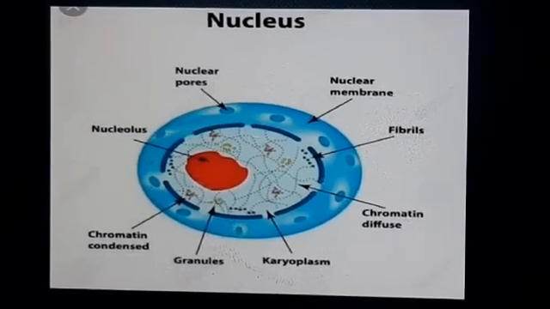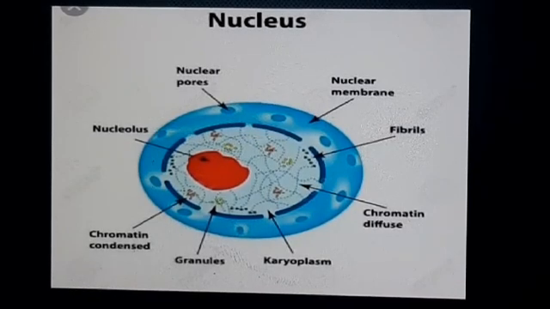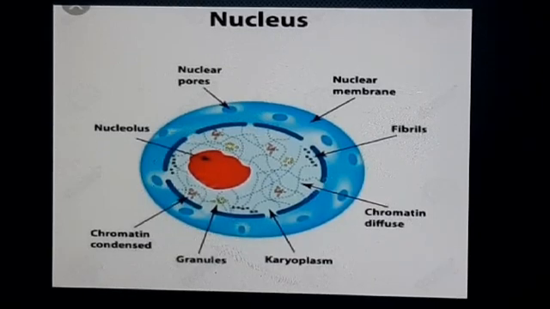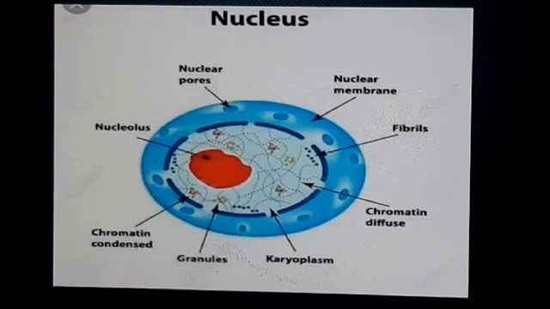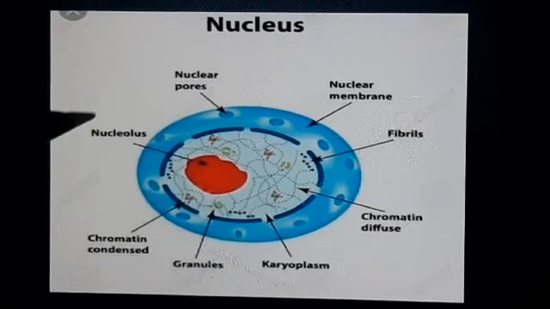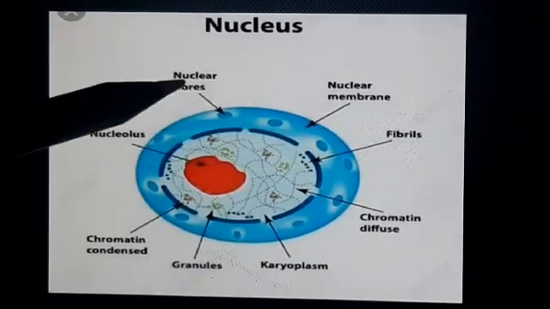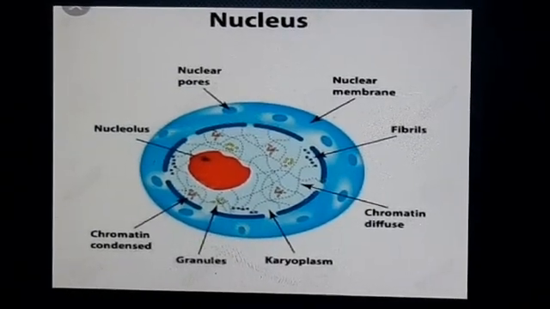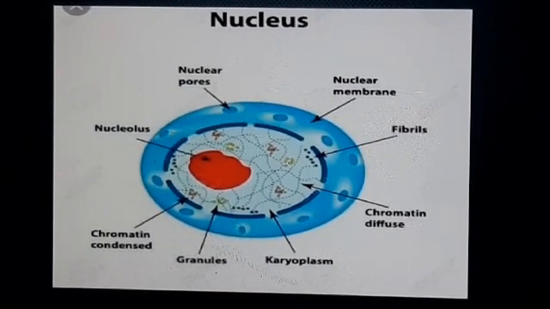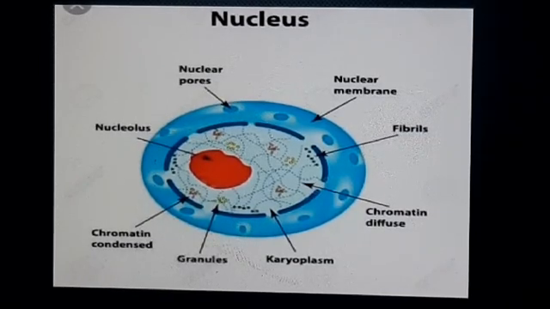Nuclear membrane is a double layered membrane, meaning a membrane formed out of two layers, and this is the membrane which surrounds the nucleus. Nuclear membrane contains minute pores which are known as nuclear pores. Observe here in the diagram, these are the minute pores. This is the nuclear pore. These nuclear pores allow the exchange of substances between the nucleus and the cytoplasm.